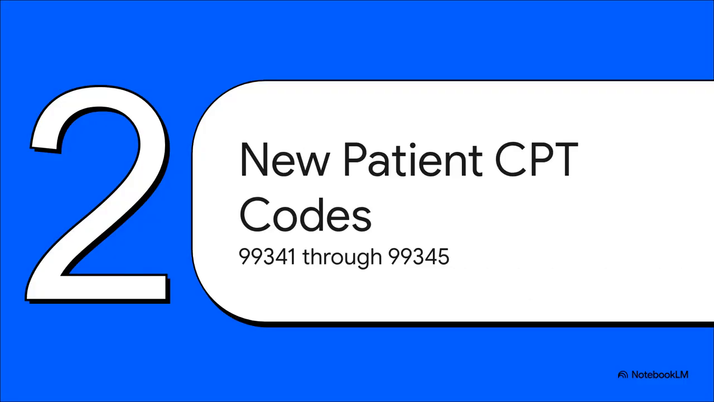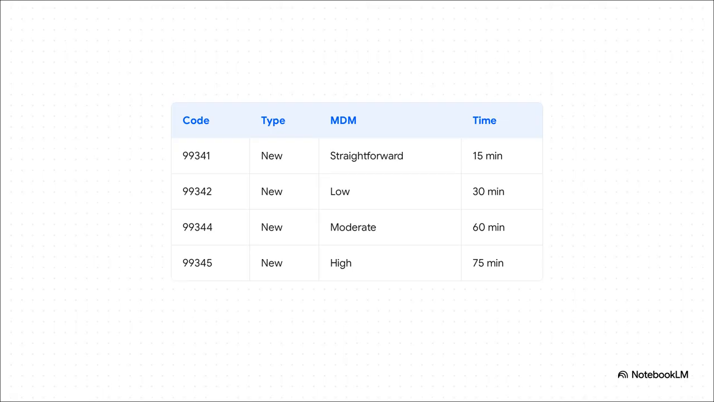Moving right along to Section 2, New Patient CPT Codes. Let's break down 99341 through 99345. So when you're evaluating a new patient in these settings, we've got 4 codes to choose from, based on either medical decision-making, MDM, or total time. For 99341, you need straightforward MDM or 15 minutes. For 99342, low MDM or 30 minutes.